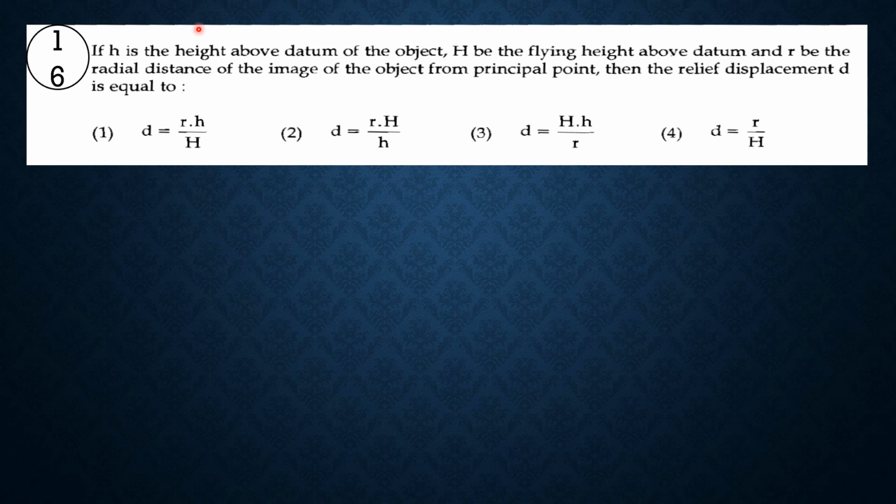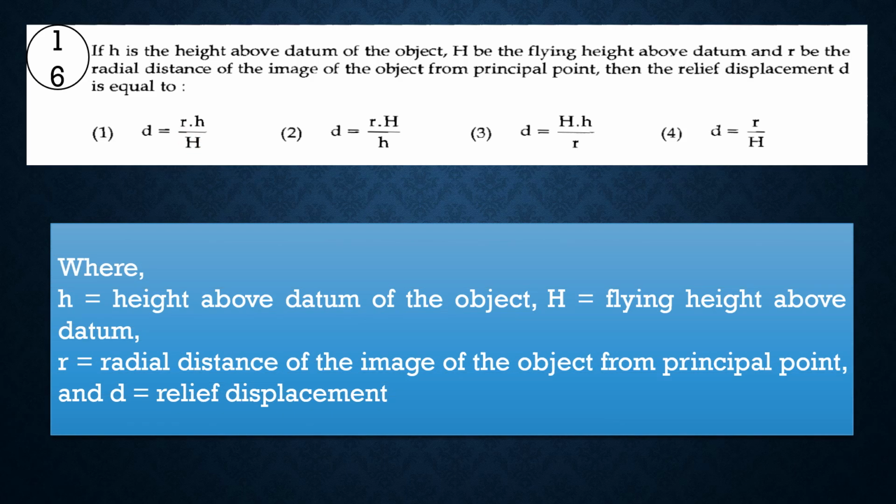Then question number 16. If small h is the height above datum of object and capital H is the flying height above the datum and small r be the radial distance of the image of the object from the principal point, then the relief displacement d is d equals small r into small h divided by capital H. So option first is correct.